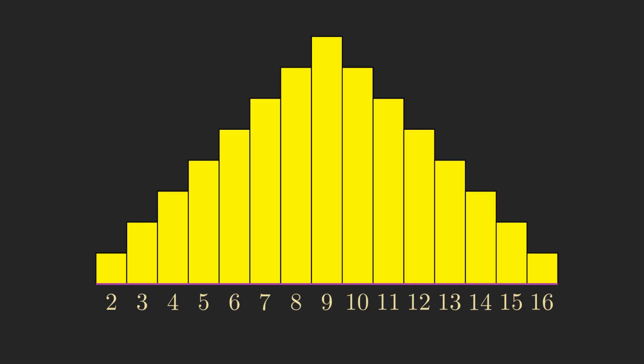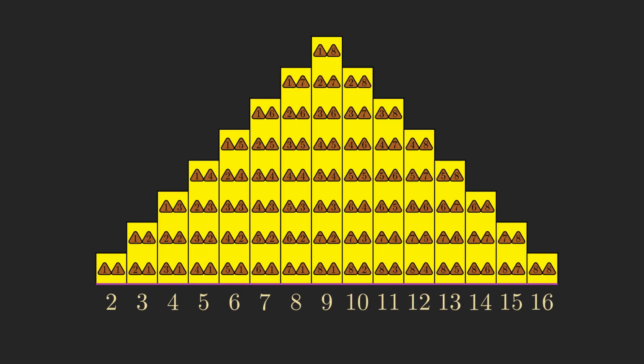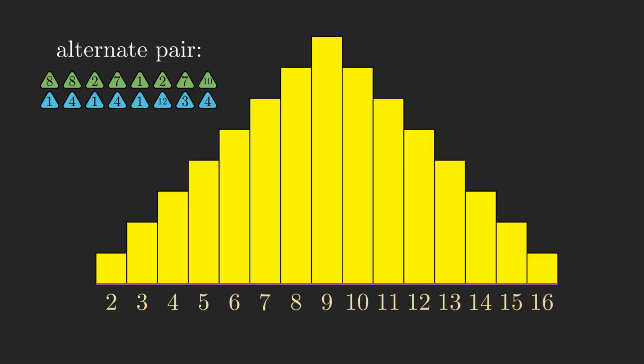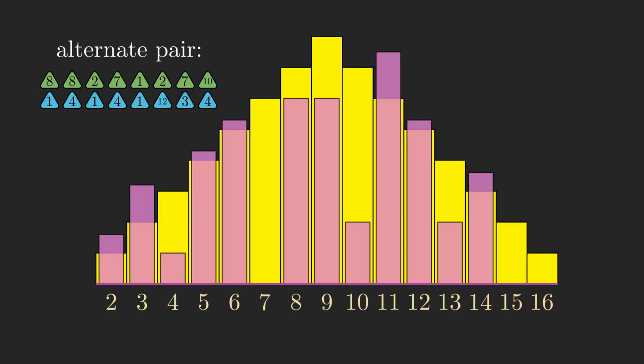Along the bottom of the chart, we have all the possible outcomes of rolling a regular pair of 8-sided dice, 2 through 16. The heights of the yellow bars indicate how many ways there are to roll a particular outcome. Sometimes, when we're considering an alternate pair of dice, you'll see me overlay some pink bars on top of the yellow ones. The heights of the pink bars represent the number of ways to roll each of these outcomes with the alternate pair.